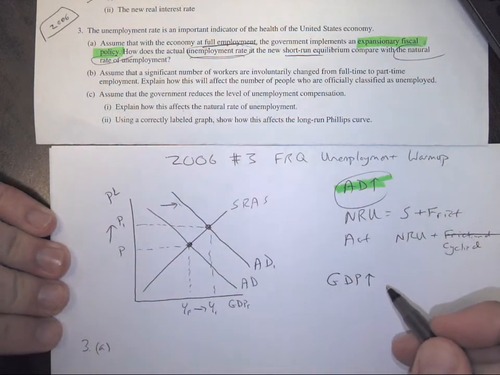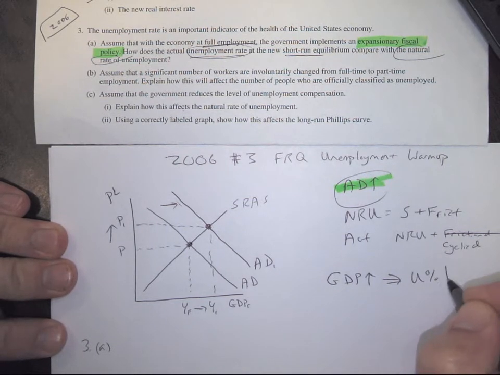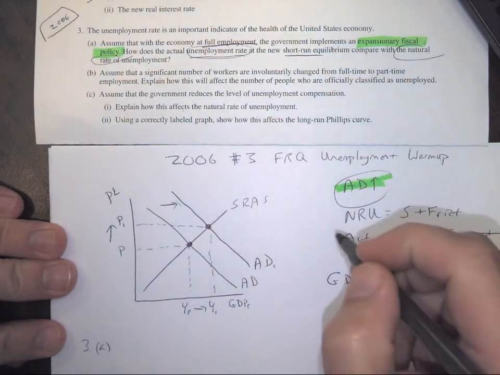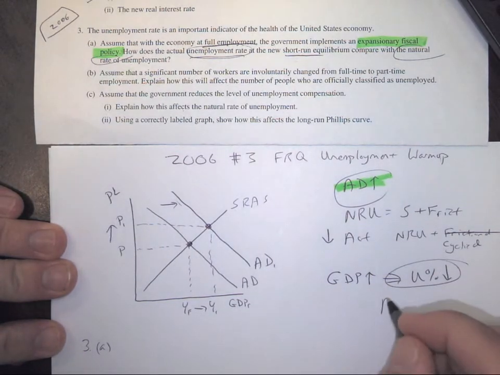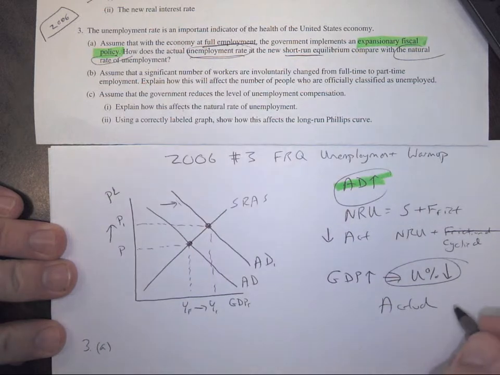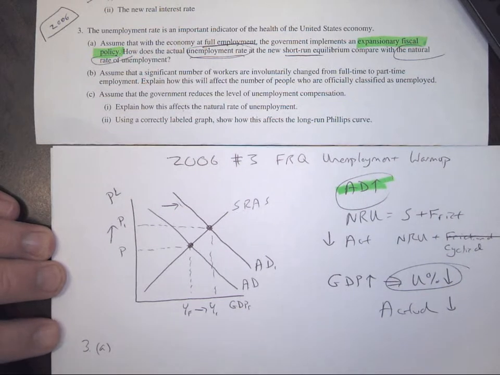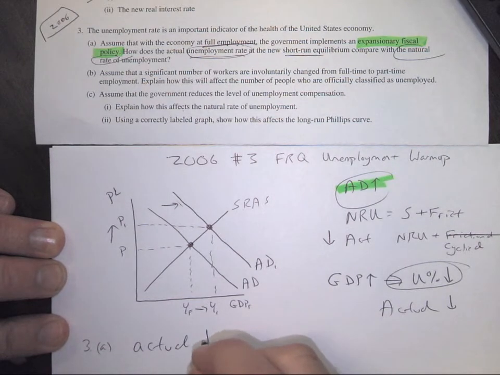So if gross domestic product is going up, and product means we're making stuff, that's going to lead to unemployment decreasing. Whenever we have full employment, that means we have a minimal amount of cyclical unemployment. So the actual rate now is going to decrease below the natural rate. If unemployment is decreasing, that means our actual during an expansion is going to decrease. So my answer is that the actual is lower than the natural rate of unemployment.